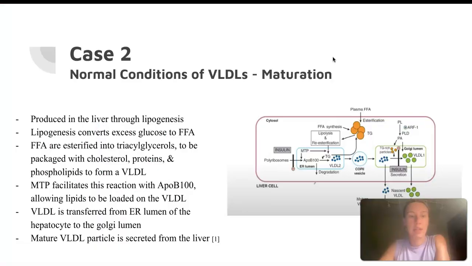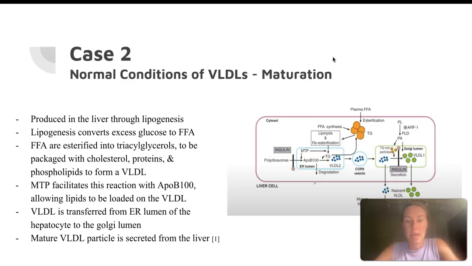So to begin with case 2, the normal conditions of very low density lipoproteins in the maturing phase: lipoproteins, or VLDLs, are produced in the liver through lipogenesis. The figure on the slide here does a good job of illustrating this whole process. Lipogenesis converts excess glucose into free fatty acids. These free fatty acids come into the hepatocytes and are esterified into triacylglycerols, which are then packaged with cholesterol, proteins, and phospholipids to form the very low density lipoprotein.